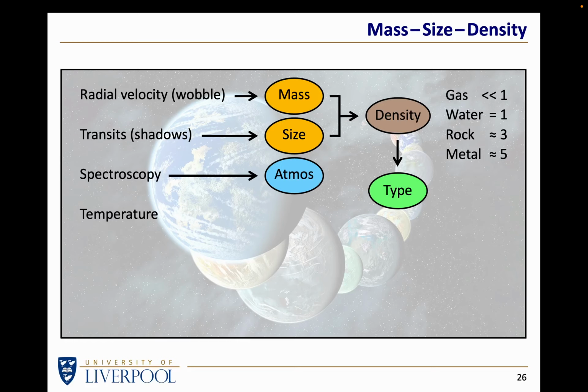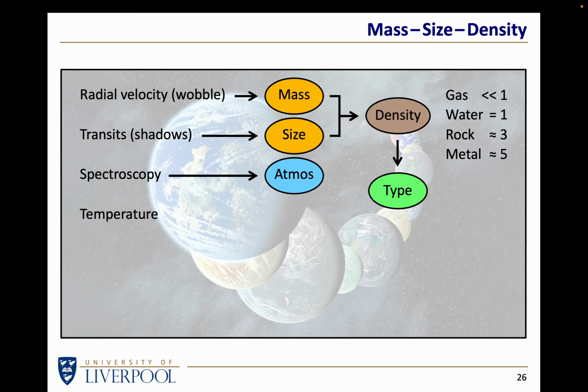By combining information from different techniques, we can get a lot of information about what type of planet we're dealing with. And that's how we've come to the conclusion that we've got a mix of planets out there, including some that are very Earth-like and some that are very non-Earth-like.